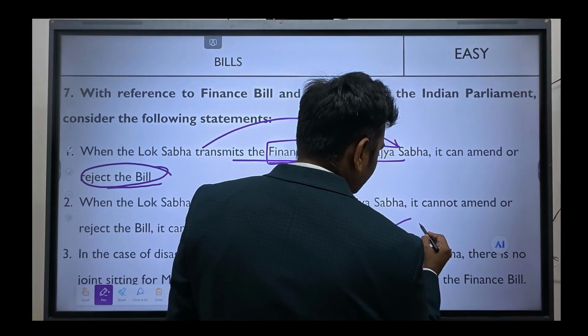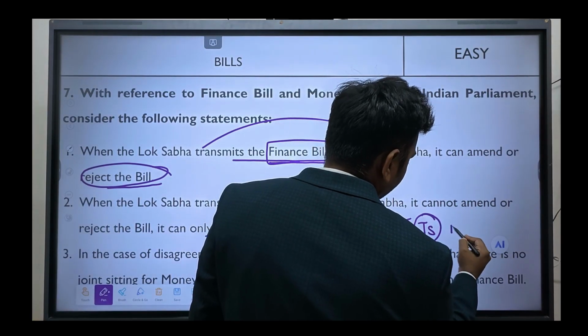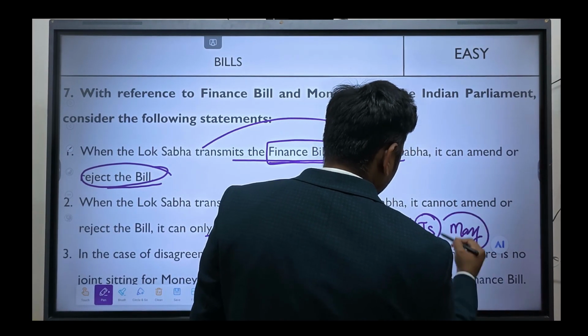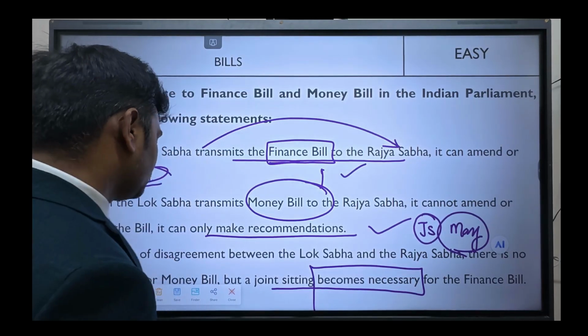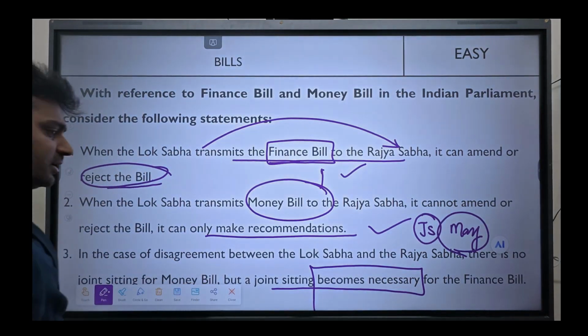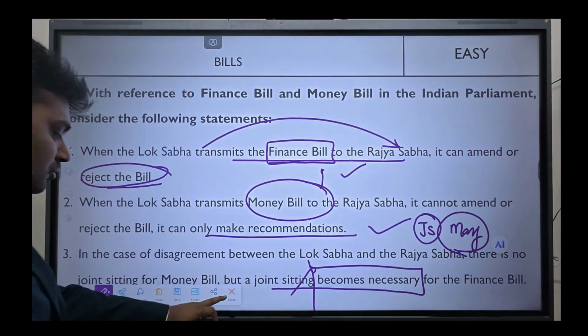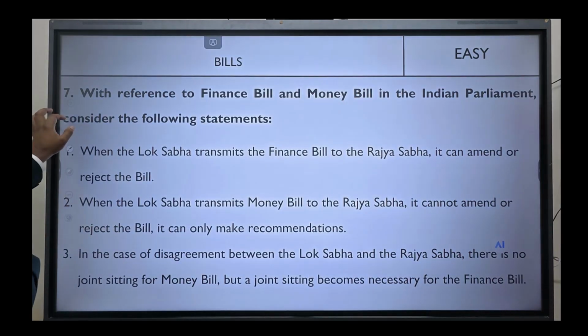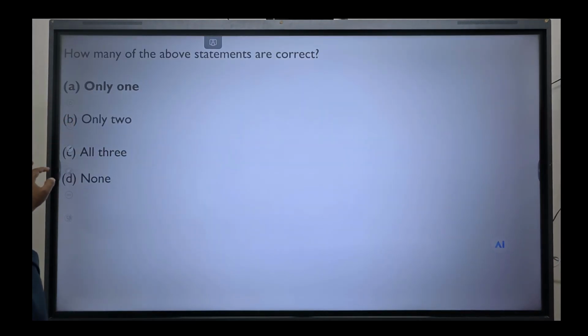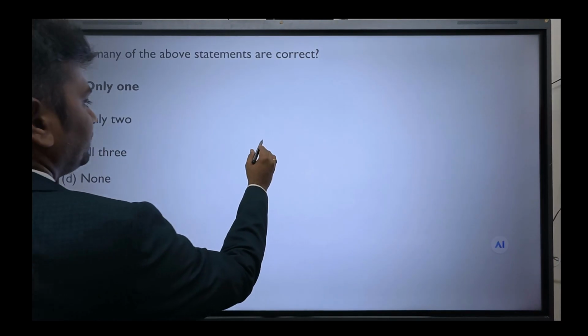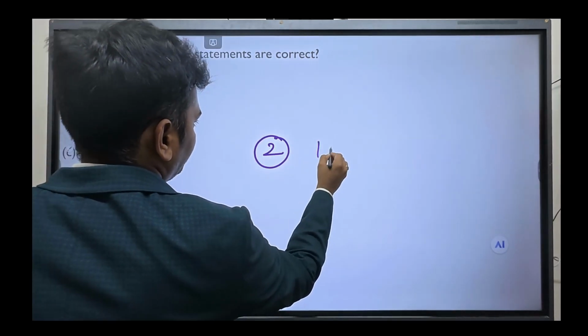Article 108, joint sitting itself is not necessary. It is "may," the president may. So it is the discretionary power of the president. This is not necessary, but if the president wants, he can keep it. So this is wrong; the third statement is wrong. First statement is correct. Second statement is correct. So how many of the statements are correct here, ladies and gentlemen? Only 2, 1 and 2 are correct here.